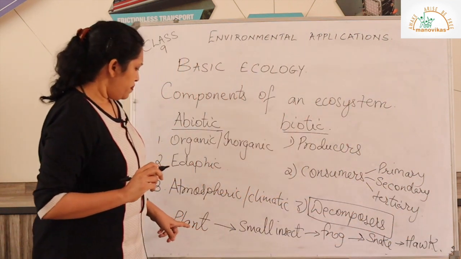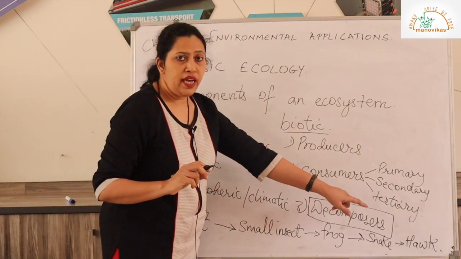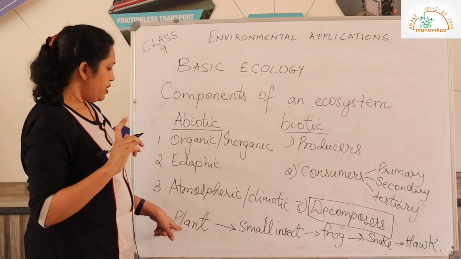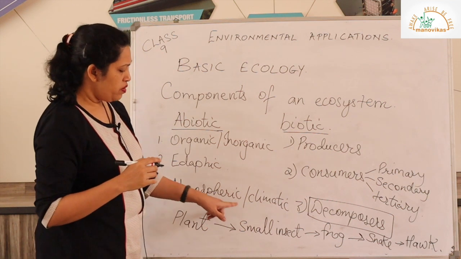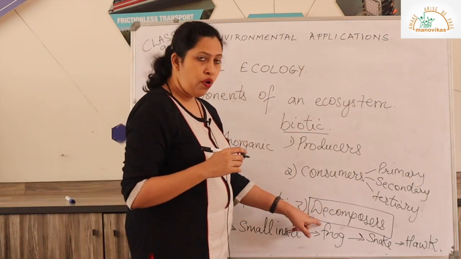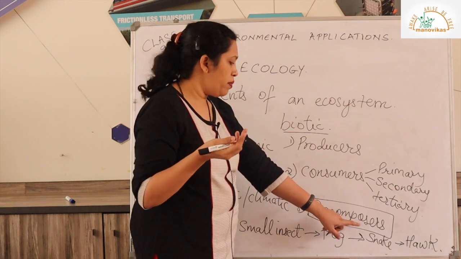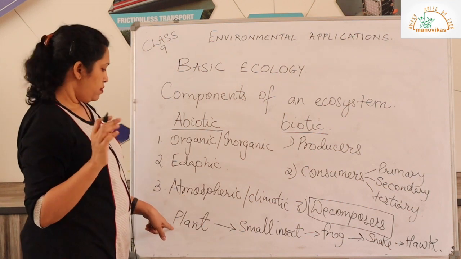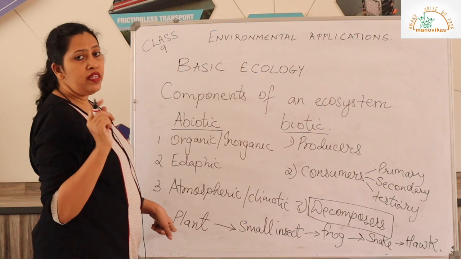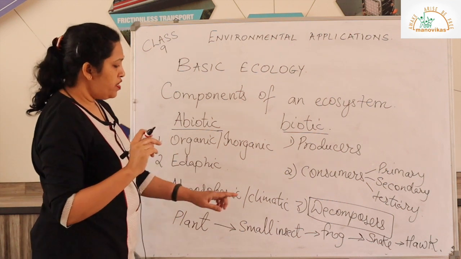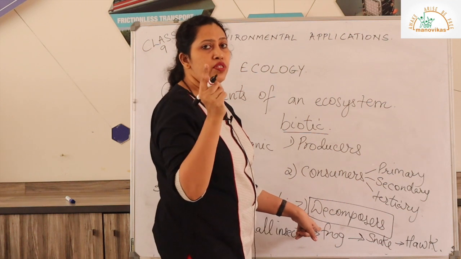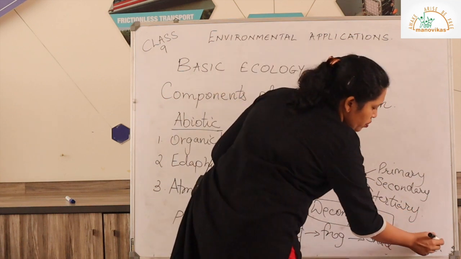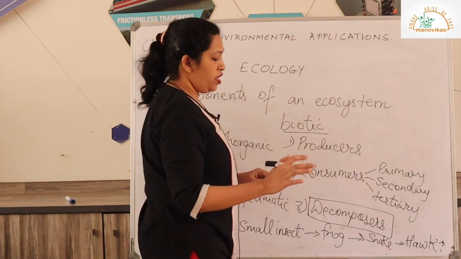So in an ecosystem, this plant, small insect, frog, snake and hawk all will be depending on the environment around them, and they'll be eating: the small insect will be eating the plant, it will be eaten by the frog, which will in turn be eaten by the snake and the hawk. Now if the plant dies, it will be decomposed by the bacteria and fungi. Now if the frog dies, again the decomposers will act on its body, or if the hawk dies, they will act on its body. So we cannot write decomposers here at the end.